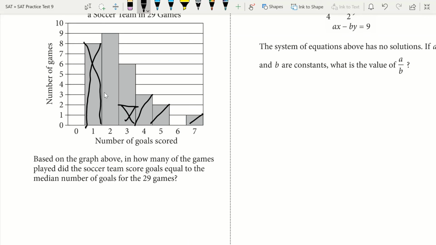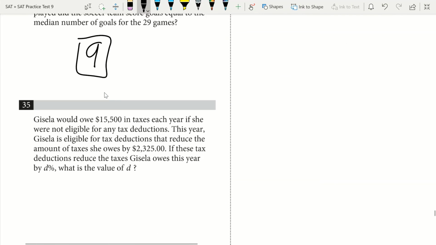Now I see I've got from 6 to 2, so I'll take away 4 right here, and then I have to take away 4 over here. I'll go from 9 to 5, get rid of these ones. I see my median is going to be at 2. I'm asked in how many of the games did they score goals equal to the median. I know my median's 2. I see that in 9 games they scored that many. So my answer there will be 9. Okay, now I can move on to question 35.